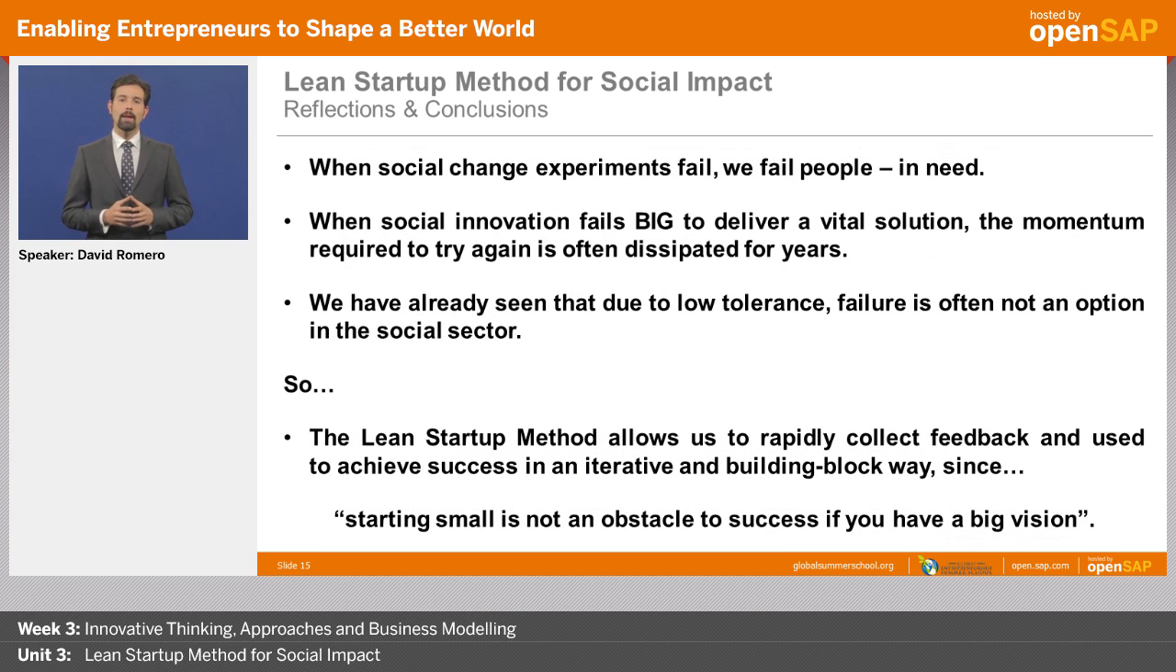So as some final reflections, what is really key regarding the Lean Startup method is that when we don't apply it to social entrepreneurship and we fail, we really fail people. And when we fail using the old-fashioned method, we are really failing big, making it hard to try again, because sadly, our society is not so tolerant of failure, even though failure means learning. So by sharing this Lean Startup method with you, what we hope is that you take a position where you start small, and there's no shame in starting small, but you keep your vision big, and iterate and build block by block to succeed.